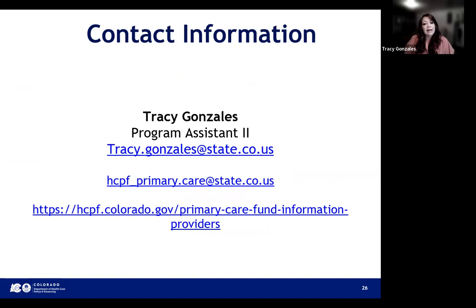And the final slide has our contact information. So again, my name is Tracy Gonzalez and my email is listed here, as well as the primary care fund email address and the department website. And I just want to remind you that the department website has a lot of good resources on it. It has the FAQ, it has the application timeline, as well as the application itself. So that is a good place for you to visit as you're filling out the fiscal year 23 applications.